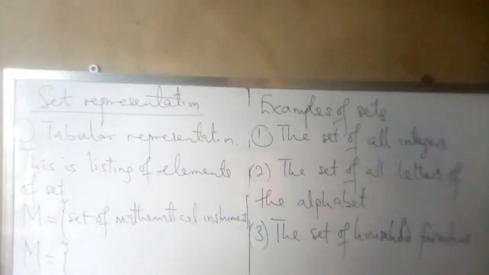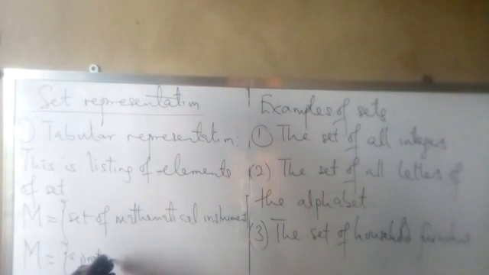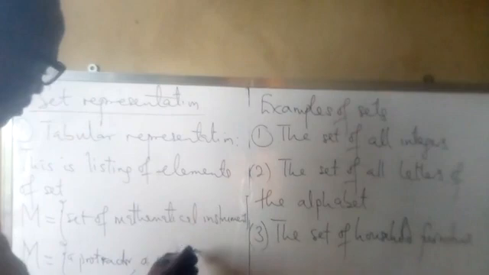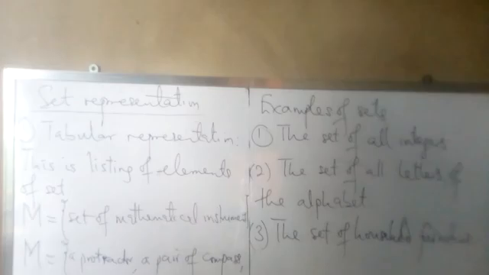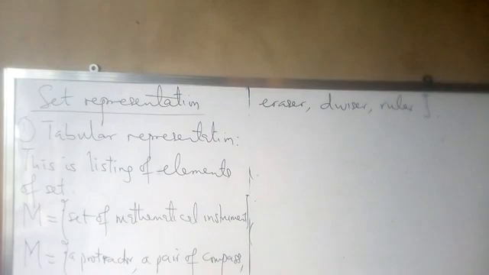So I will have a protractor, a pair of compass, set square, a divider, eraser, ruler, just to mention a few. This is an example of sets using tabular representation.